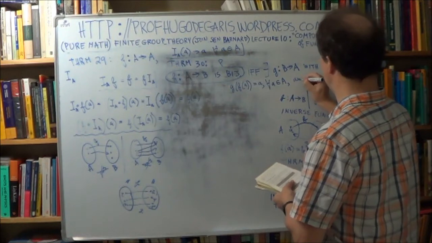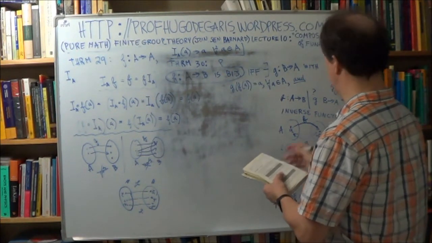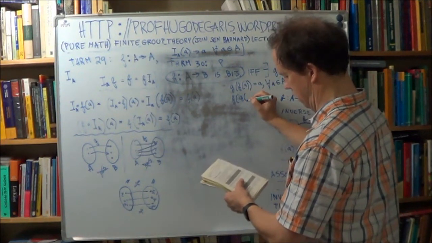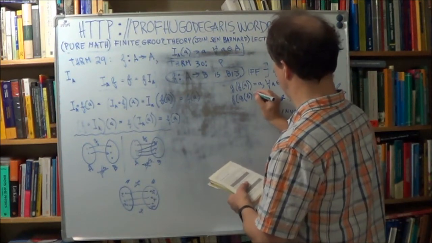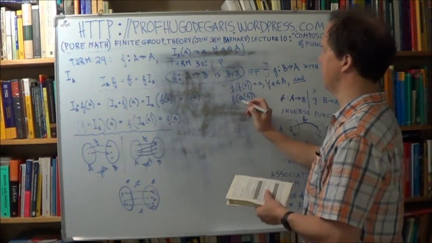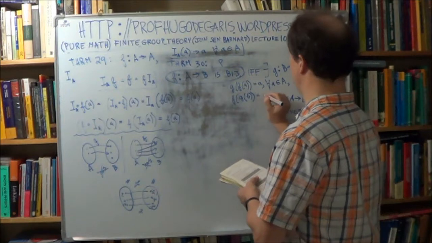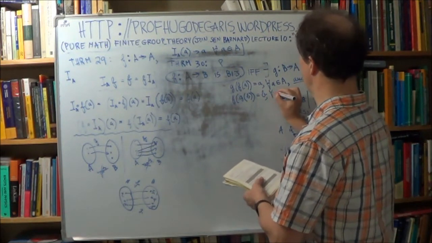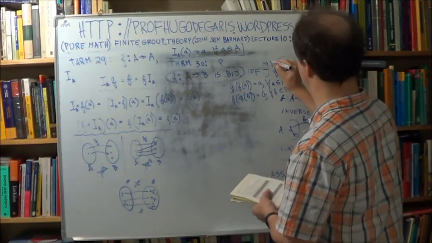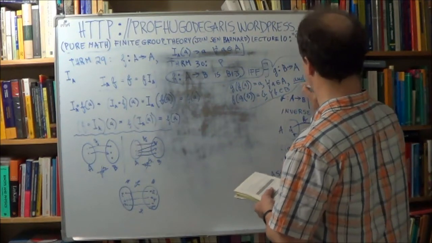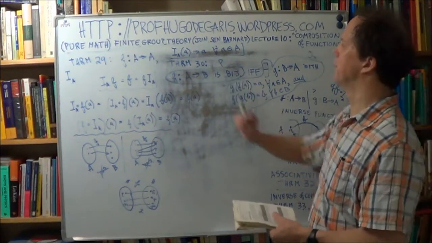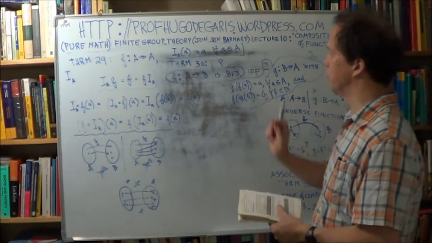And F of G of B. Now G of B will take you back to A, so F of A will give you B. And that's true for all B belonging to set B. Now that's statement Q, right? That's theorem 30. Now it's an if and only if, so we have to prove it both ways.